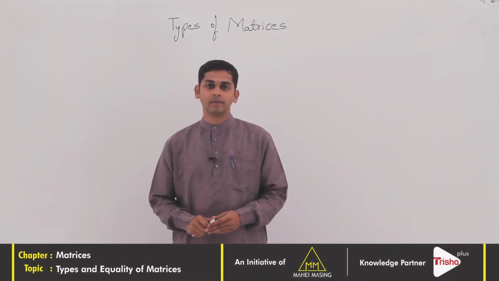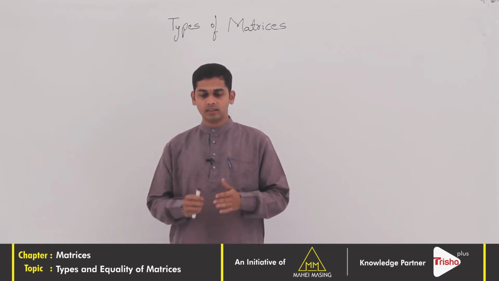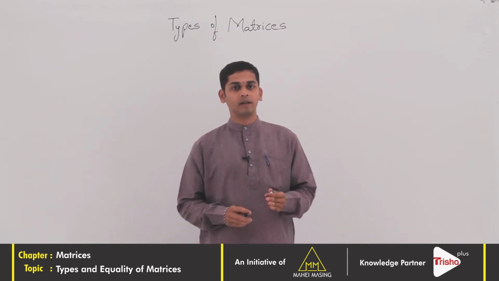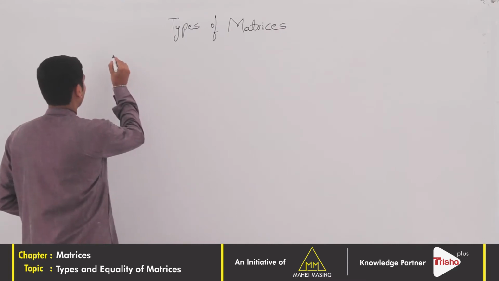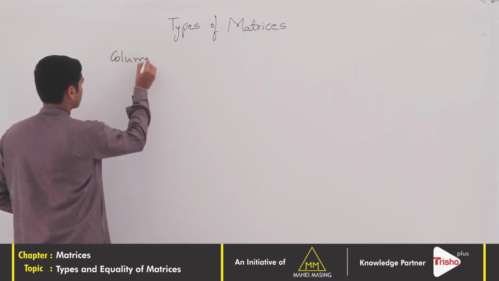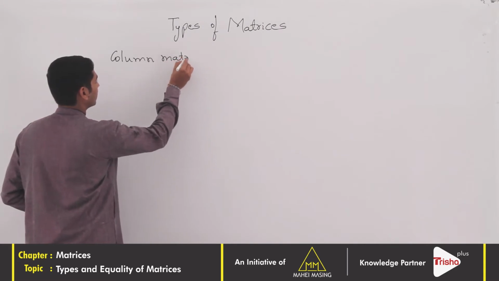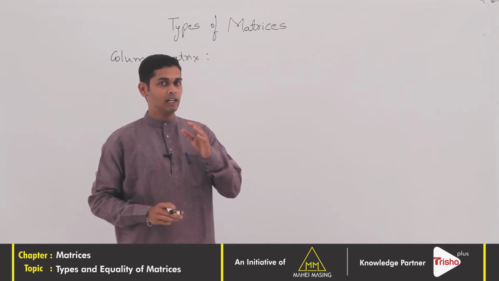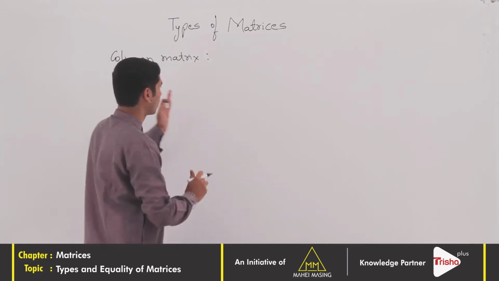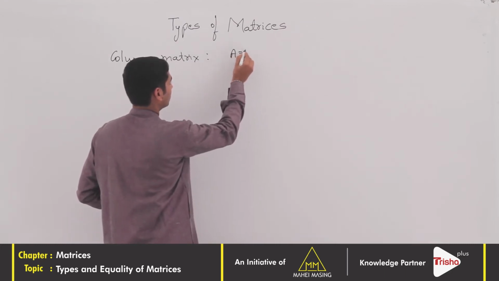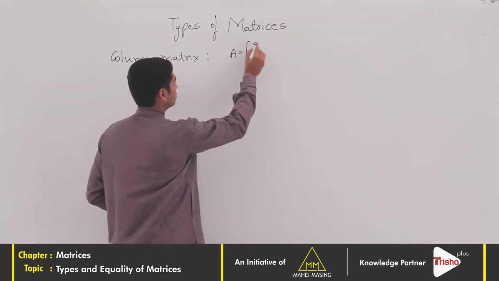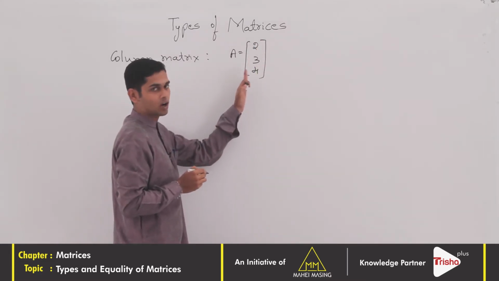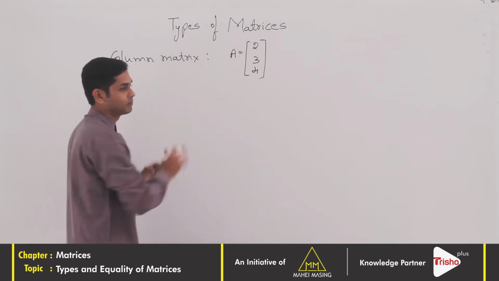Let us study types of matrices. So there are some types of matrices. The first type of matrices is column matrix. How to define a column matrix? A matrix having only one column is called a column matrix. For example, this is a matrix 2, 3, 4. This is a matrix which has only one column. Therefore, this is called a column matrix.